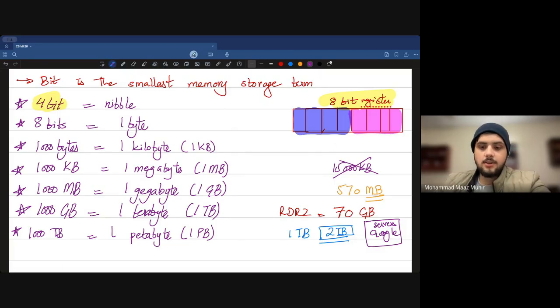So we can also say that 2 nibbles basically make 1 byte, because two nibbles are 8 bits, and 8 bits is 1 byte. So now this convention is something you should remember.